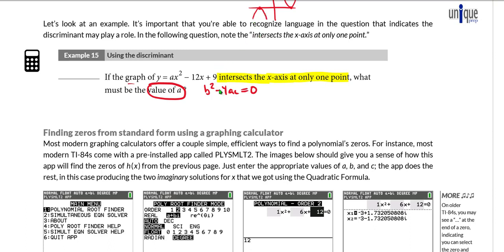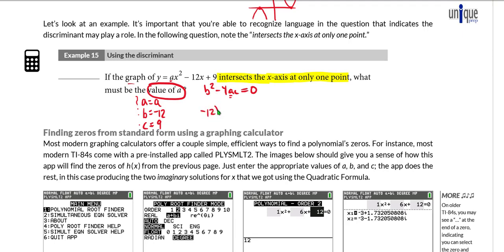So what I can do on this question, since I know what b is, in fact, I'm going to list my values here. A is just a, that's the one I don't know. B is -12 and C is 9. Since I know B and C, and the only thing I don't know is A, if I start plugging my values for B and C into this equation, I'll be left with an equation with only one variable, which means this will all turn into very simple algebra.